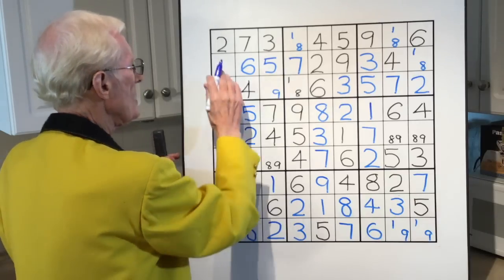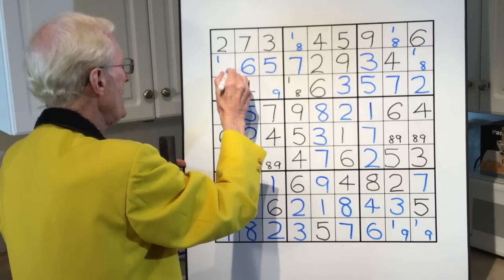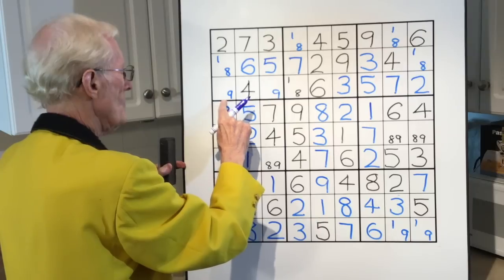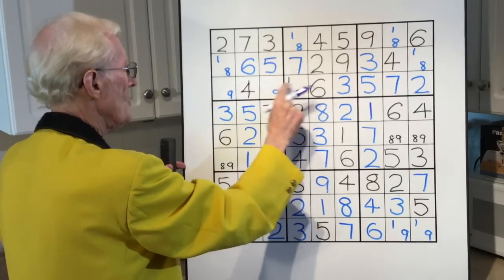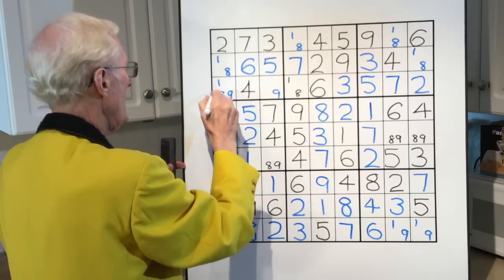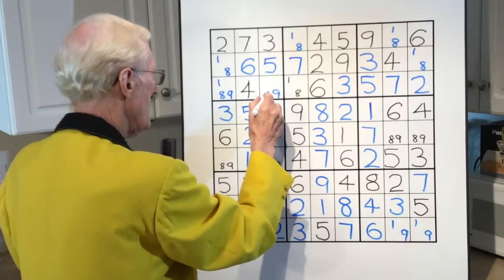Now let's have a look at this row. Well, guess what? We have another 1, 8 matching pair. And here we have a 1, 9, 8. There's only 3 left in there. So here we have an 8, a 1, 8, 9. Here we can't have a 1. It has to be an 8, 9.